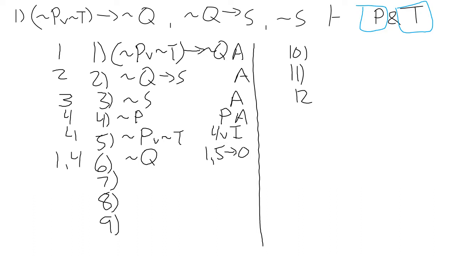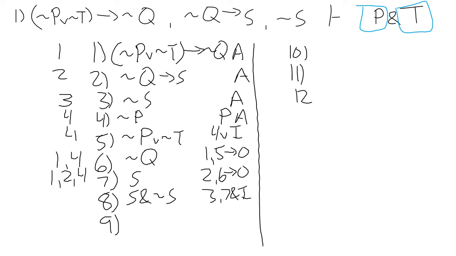Now we can toss this tilde Q into the conditional statement 2 to get S. So that's going to be 2 and 6, arrow out. And then that's going to be 1, 2 and 4. So we're looking for a contradiction. We can build that contradiction using 3 and 7, and in. So that's 1, 2, 3, and 4.